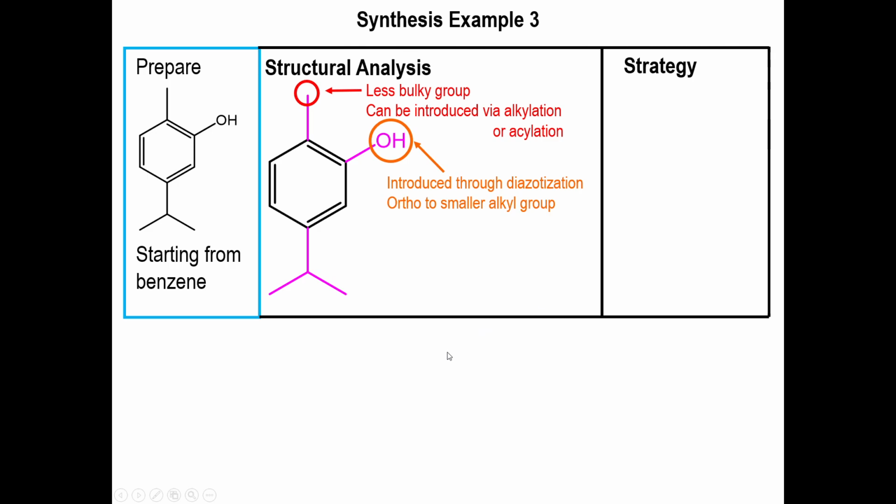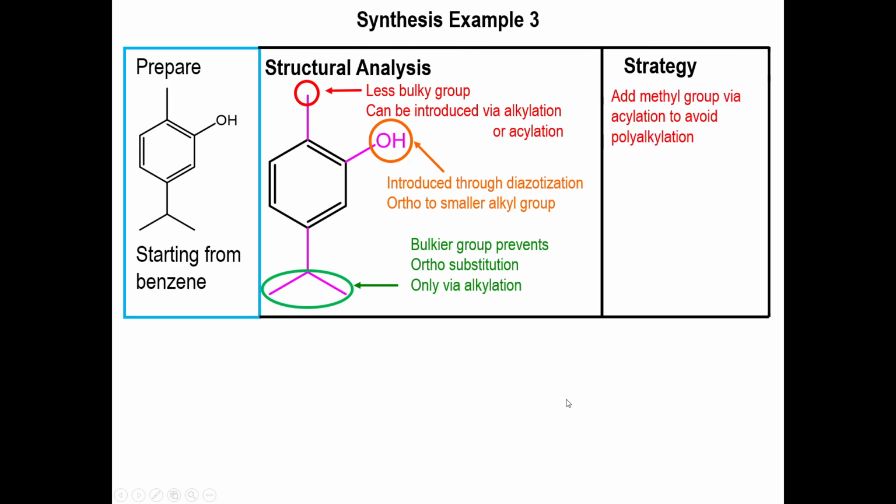And then the isopropyl is the bulkier group. So you might want to keep this handy because the bulkier the group becomes, the harder it's going to be for you to install substituents on the ortho position of the bulkier group. So we might actually make use of that to prevent ortho substitutions in respect to the isopropyl, and therefore perhaps use the isopropyl as one of the starting points on the synthesis.